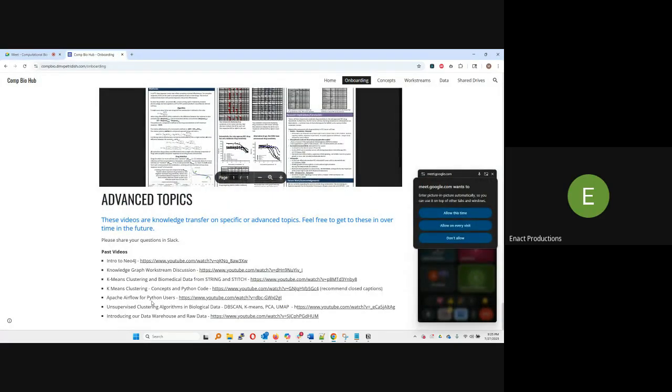Brian, I'd like to call your attention to this one right here, unsupervised clustering, where we talk about DBSCAN. Take a look at this one. I believe this is the one that Felix had done for us. It talks about some of the concepts behind DBSCAN, which is the clustering algorithm. And then as discussed, UMAP was the dimensionality reduction.